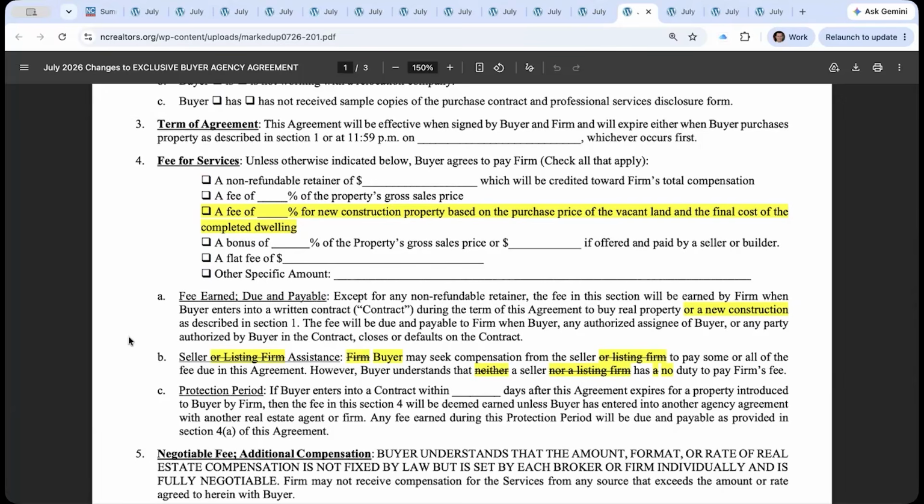That's what this is about. But you've got to fill out the percentage there for new construction, what you expect to be paid. Even if you expect to sign some kind of agreement with the builder, okay? Make sure that your buyer agency agreement covers you. All right.